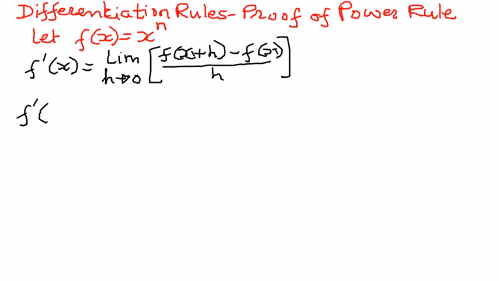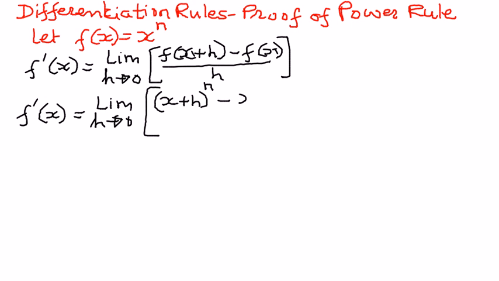f prime of x can be written as the limit as h approaches 0. Now we are applying the function into this formula. Instead of f, we have x plus h, this whole thing raised to the power of n, minus x to the power of n, and that is what the given function is, the whole thing divided by h. We have substituted the given function into the formula, and now we're going to expand this using the binomial theorem.